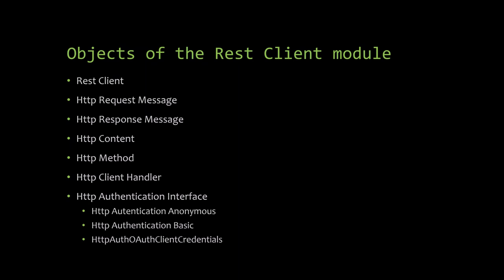We have an HTTP method enum. I don't think I will touch on that in this presentation, but it speaks for itself. It's just the methods like get, post, put, and patch. We have an HTTP client handler that I will explain, why that exists and why it is important and why you need it. And we have an interface for authentication.